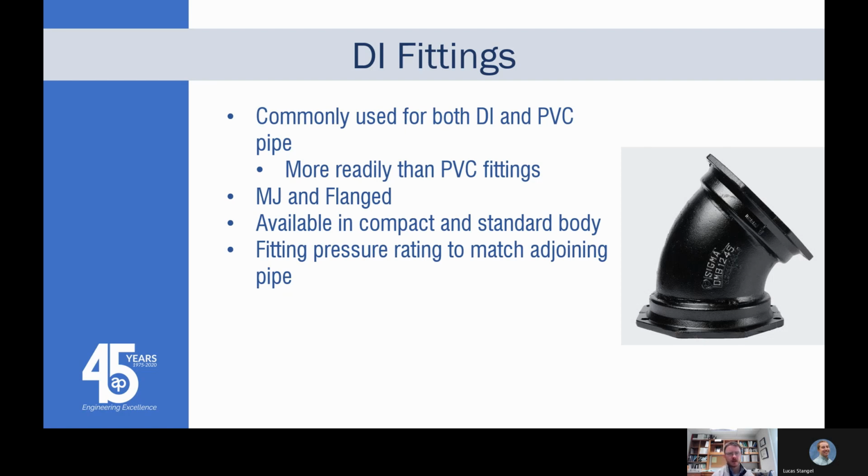The ductile iron fittings, you can get both mechanical joint and flanged. They're available in compact and standard full body fittings. We typically use compact fittings, which usually take up a little less space. And then as far as the pressure rating, you just want to make sure that the pressure rating of the joint and the fitting matches the adjoining pipe. So you don't want 250 class pipe and a 100 class fitting, causing a weak spot in your pipeline there.